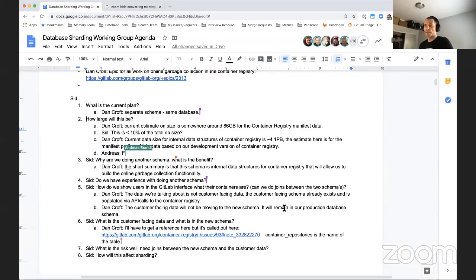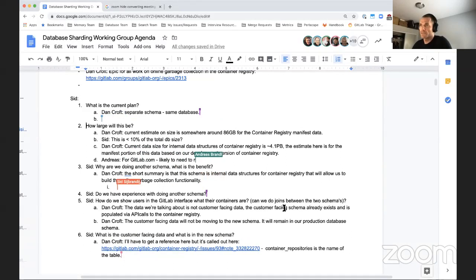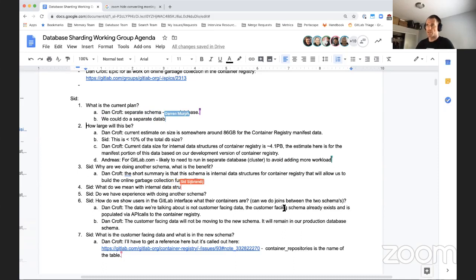Certainly. Yeah, a separate schema, same database is the plan we would like to move forward with. We could get into more detail. We could do a separate database like this. It's configurable. It's an option that we can actually choose at various installation points for self-hosted customers. We could have a different setup. It's not a hard limit.